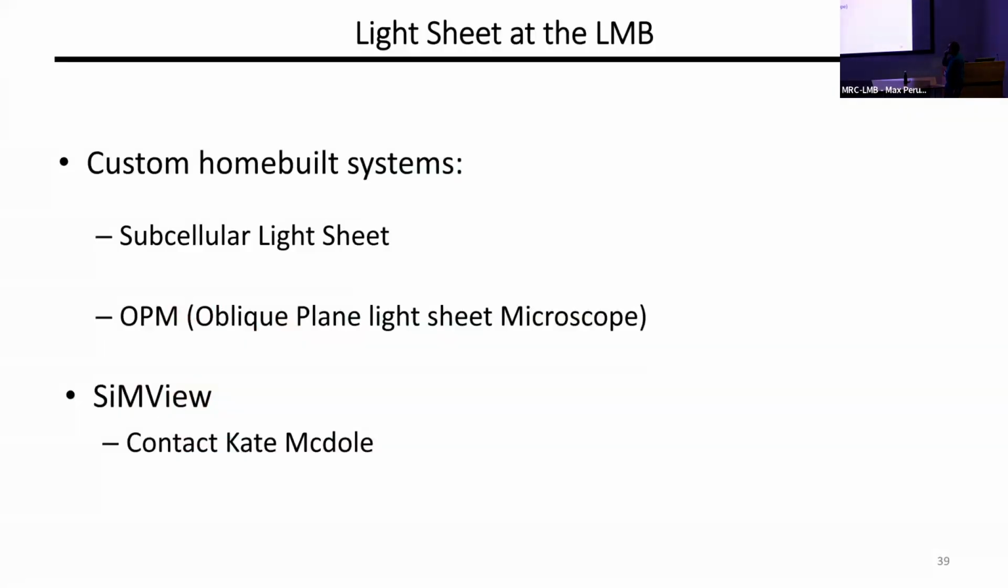Okay, so now in terms of what light sheet systems we have available here at the LMB, we have the subcellular light sheet and the oblique plane light sheet, which I'll explain in a moment. And then we have some other systems that are either bought specifically by some of the PIs, or are also custom built by them. For example, the one that I just showed you from Kate McDowell is the SimView. You can talk to her if you want to use it.